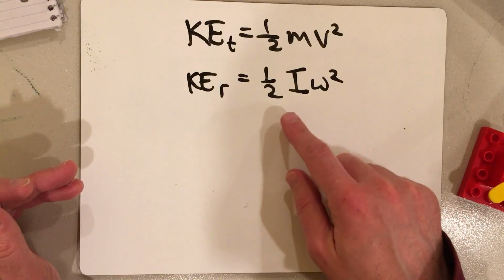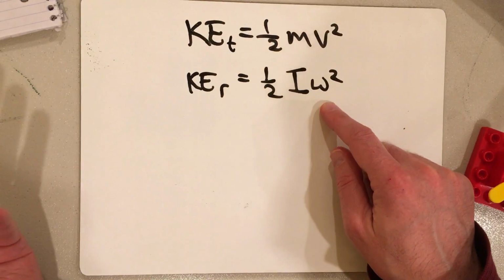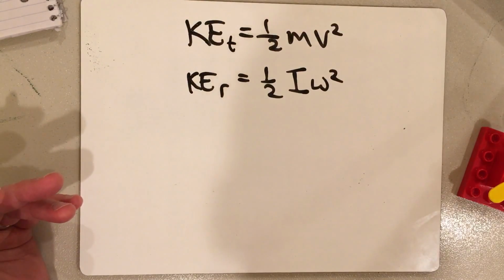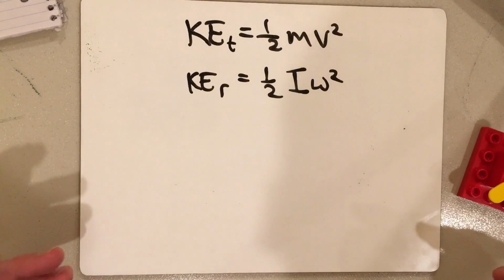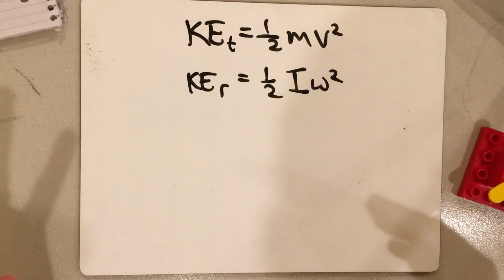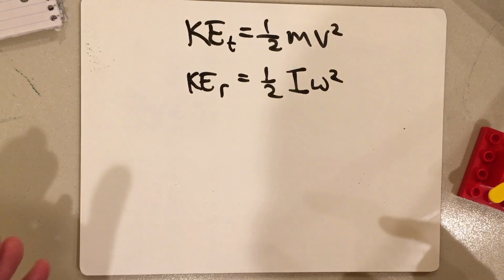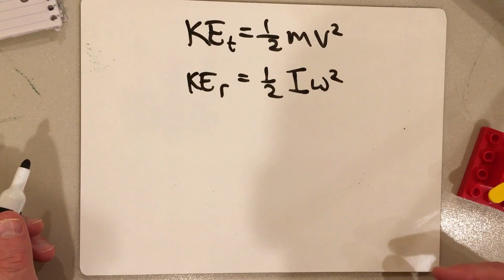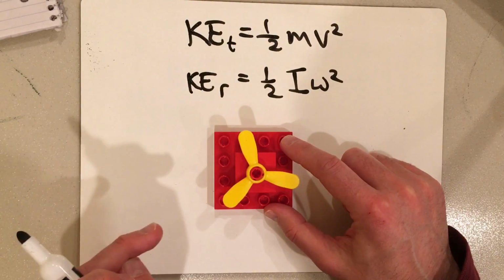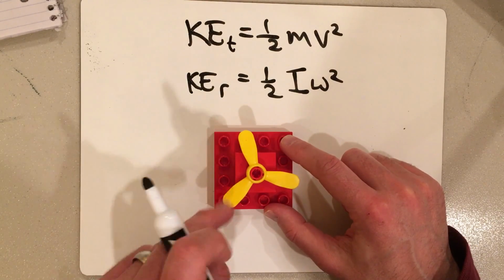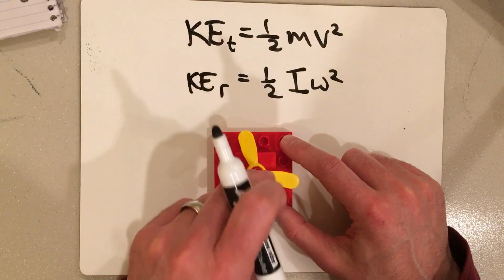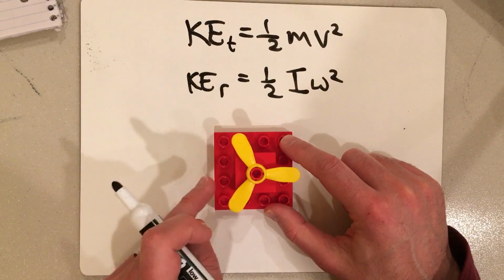And this formula is 1/2 I omega squared. Omega is the angular velocity, and I is the moment of inertia. Now I talk about moment of inertia in the angular momentum video, but I'm also going to talk about it here. To be brief about it, the moment of inertia depends on the distribution of matter about the rotational axis. So in the case of this toy, the rotational axis is right in the center. And so what determines what the moment of inertia will be is just how this matter is distributed relative to that rotational axis. Right?